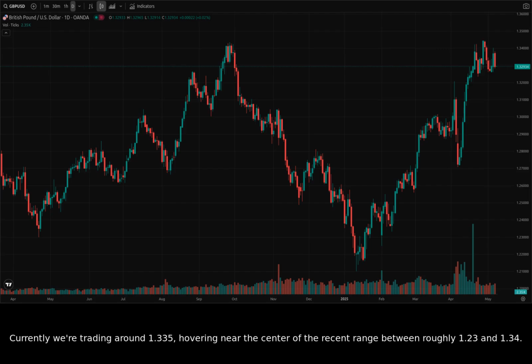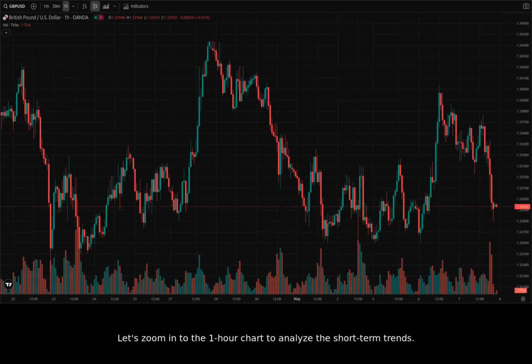Currently, we're trading around 1.335, hovering near the center of the recent range between roughly 1.23 and 1.34. Let's zoom into the one-hour chart to analyze the short-term trends. We can see more clearly the recent consolidation around the 1.336 level. The pair is currently trading at 1.33514 according to recent news, which this chart displays.